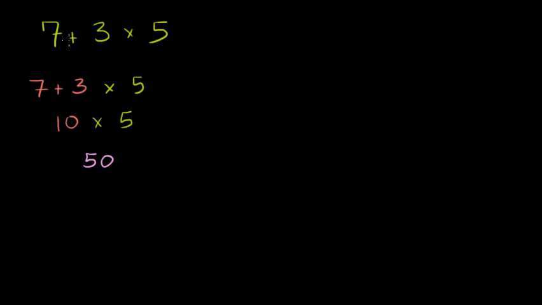Maybe it's a natural way. You just go left to right. Another way you could interpret it, you say, oh, I like to do multiplication before I do addition. So you might interpret it as, I'll try to color code it, 7 plus, and you do the 3 times 5 first. 3 times 5 is 15. And 7 plus 15 is 22.